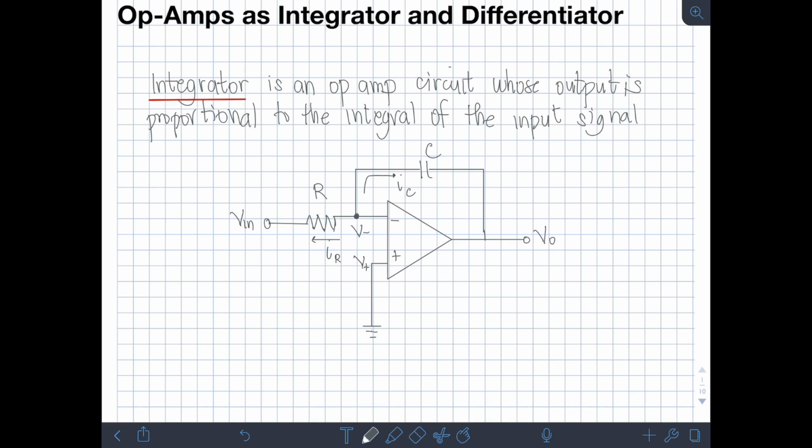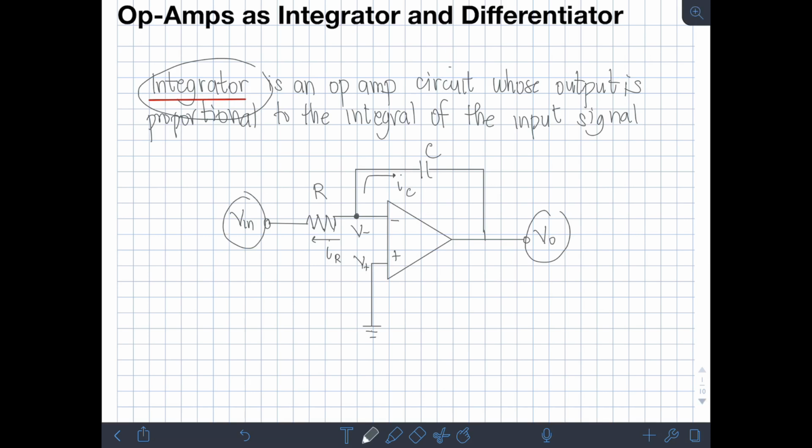Okay, so let's start with the integrator. So ano ba ang integrator? So integrator is an op-amp circuit whose output is proportional to the integral of the input signal. So from the word itself, integrator, ibig sabihin daw yung output daw ng op-amp natin na VO ay proportional doon sa integral ng input signal Vin.